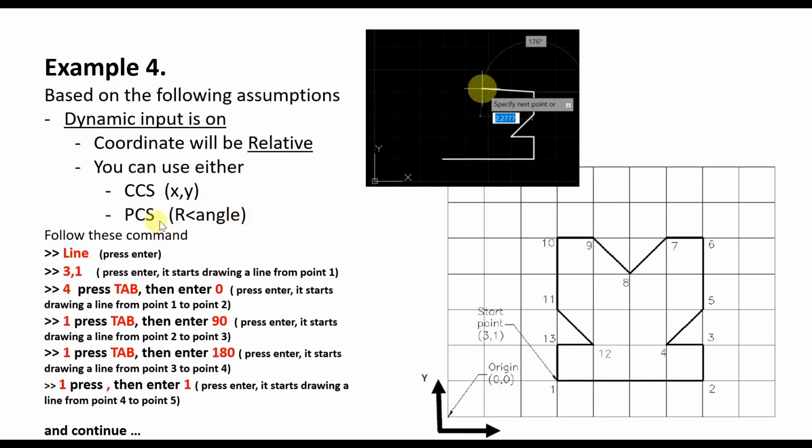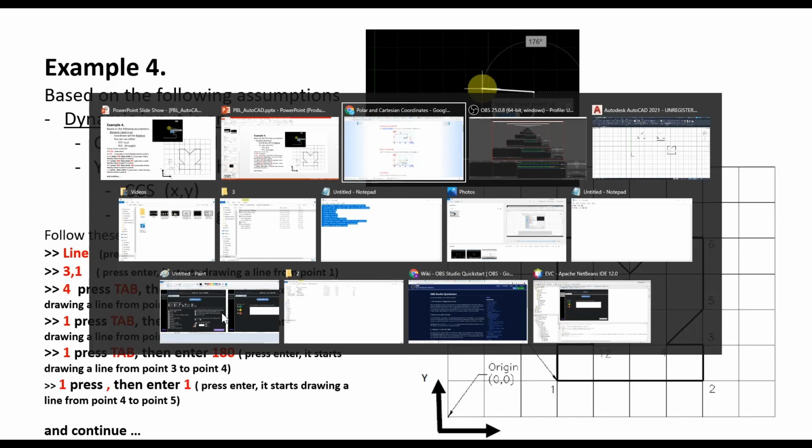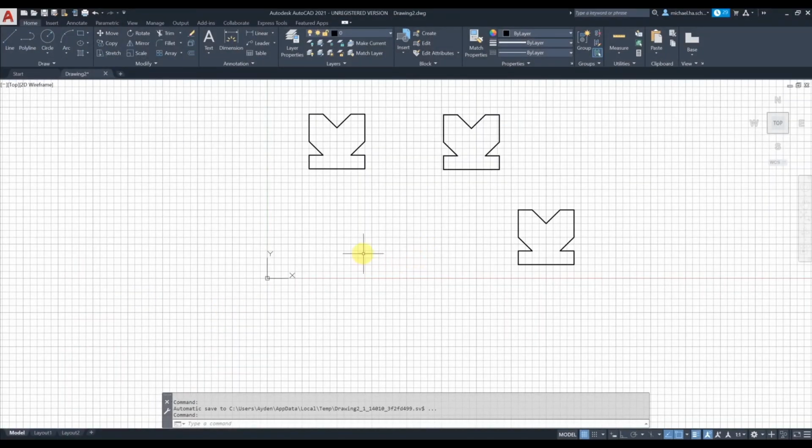So for polar coordinate, just type the length, press the tab key, and enter the angle. If you want to use Cartesian coordinate, for instance, in these areas for inclined lines, you can do along x-axis in relative entry, and then press comma, then enter the length along y-axis, right? So let's go ahead to AutoCAD and turn on the dynamic input.